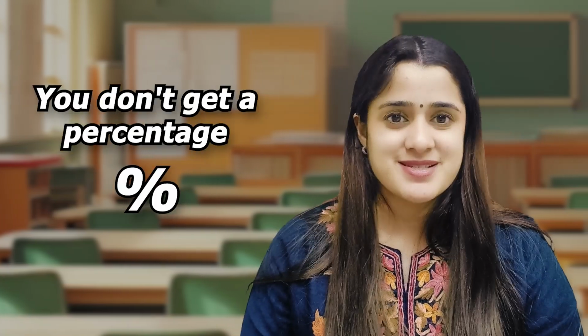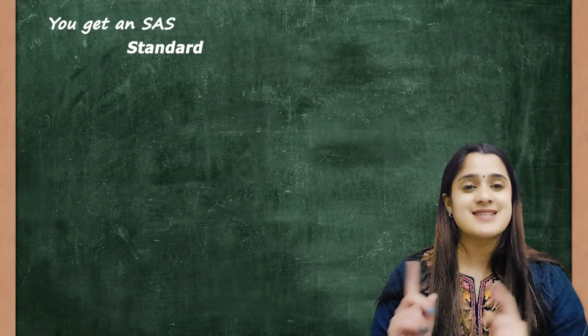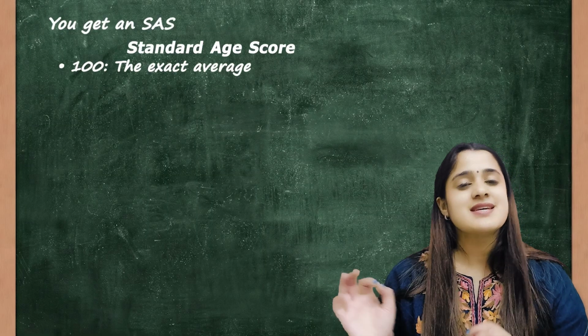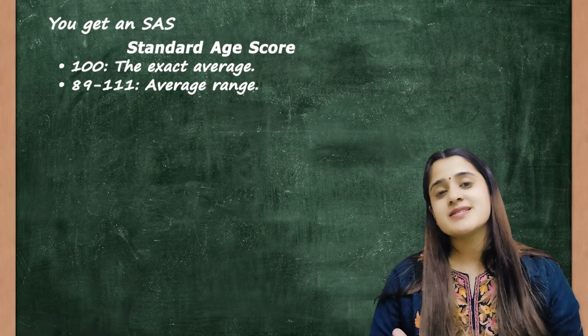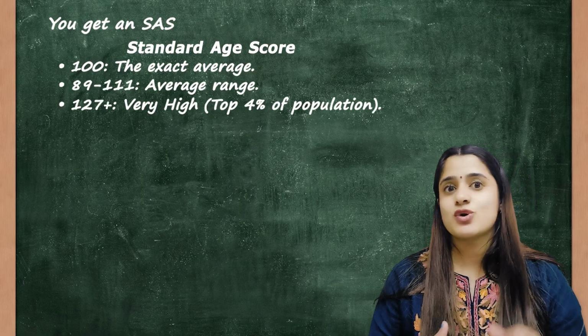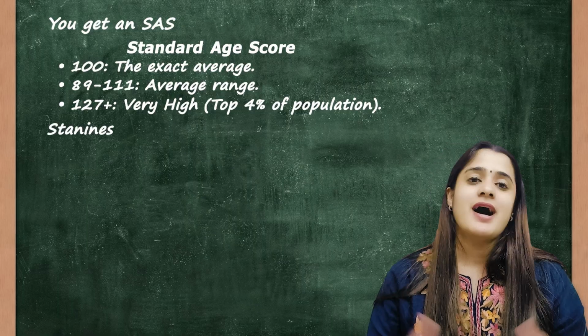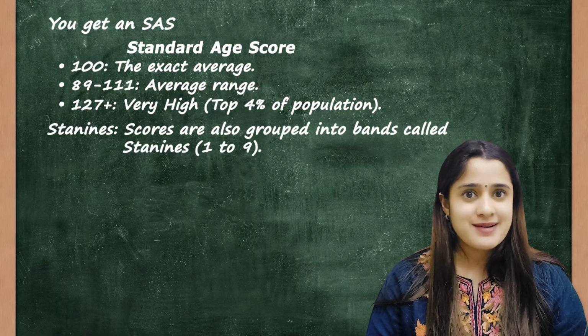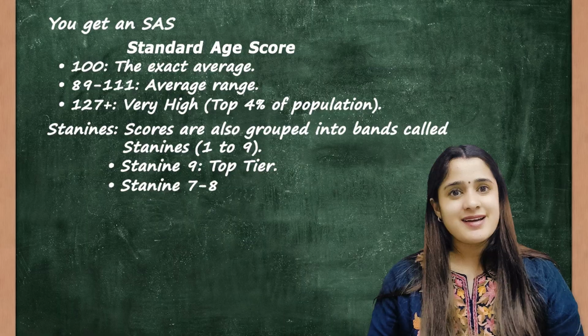CAT4 results are definitely complex. You don't get a percentage. You get an SAS, that is standard age score. 100 is the exact average. 127 and above is very high, which is the top 4% of the population, and the scores are also grouped into bands called Stanine. So Stanine 9 is top tier.